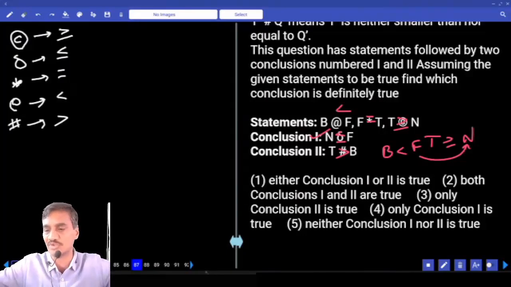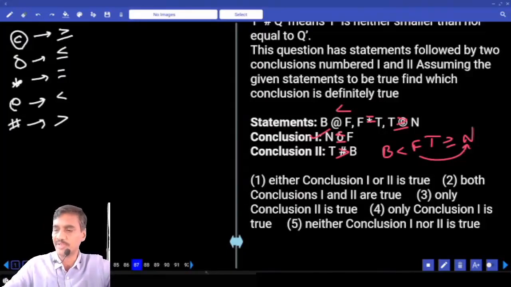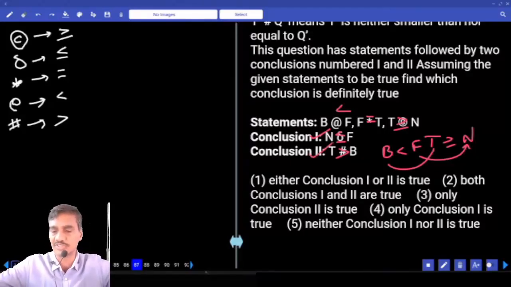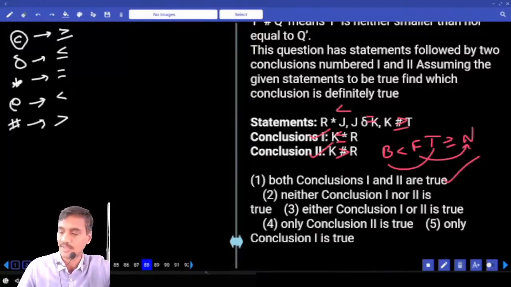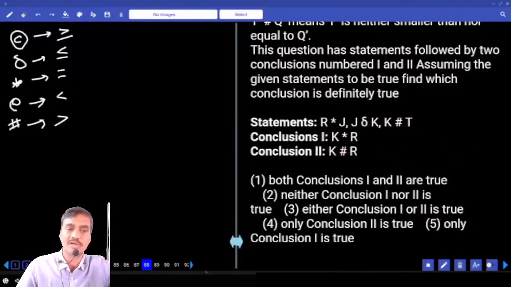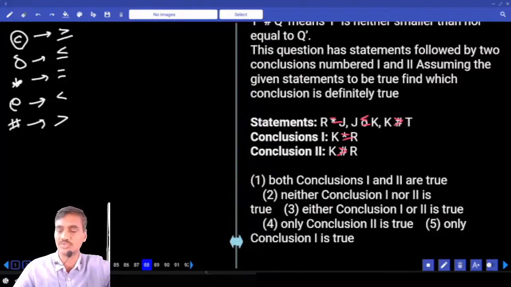And coming to the second one, B and T. Now B lesser than T is true. T greater than B is also true. Hence, what is your answer here? Both 1 and 2. Choice 2. Question number 87. Then coming to this 88. R equals to J. And J lesser than or equals to K, and K greater than T, and next one, K equals to R.